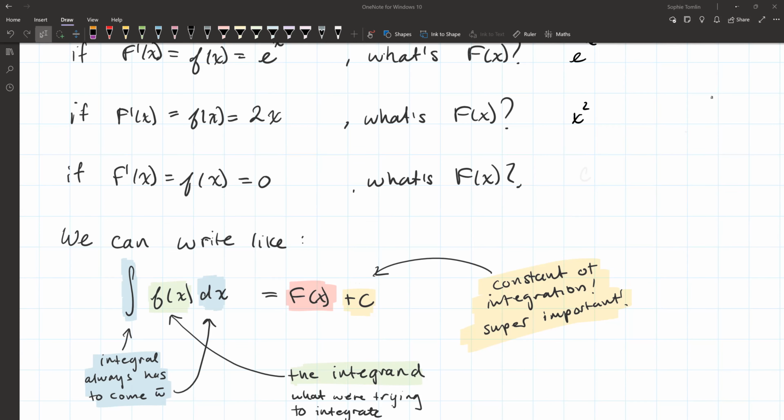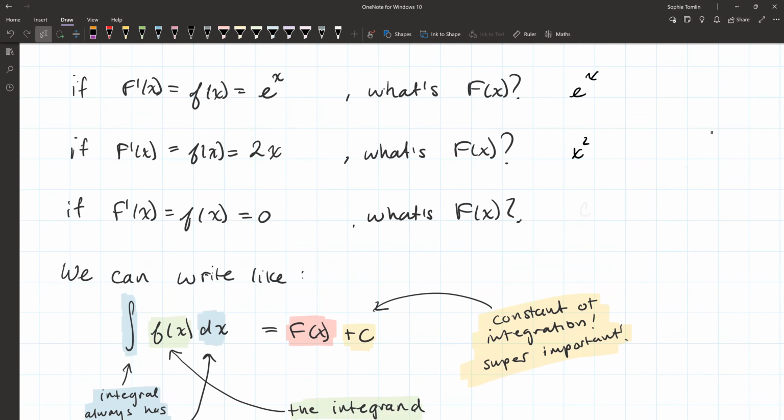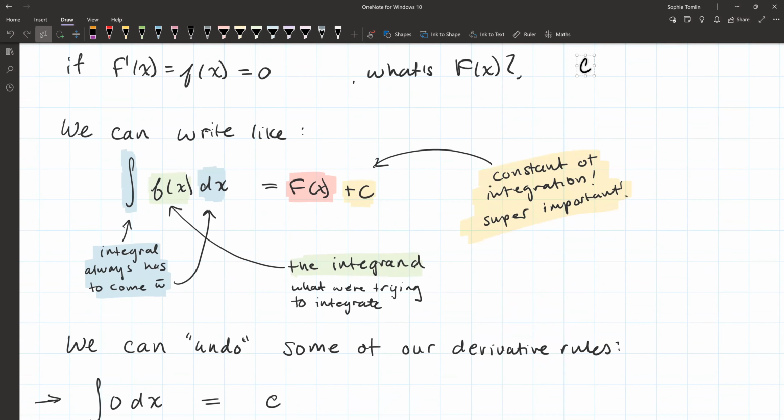So if we have capital F prime of x is equal to 0, what could f of x be? We don't have a super specific answer like the other ones. We actually just have that f of x would be some constant c. We don't know which constant, because every constant differentiates to 0. So that's kind of when we write it out as an integral. This constant of integration, this plus c, is super important, because unless we have a specific condition, we have no idea what the constant attached to this antiderivative could be.